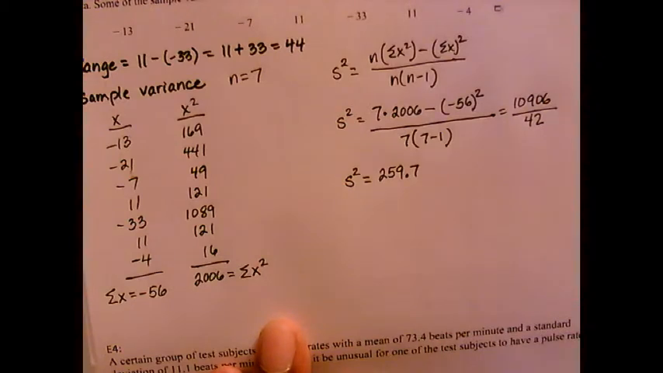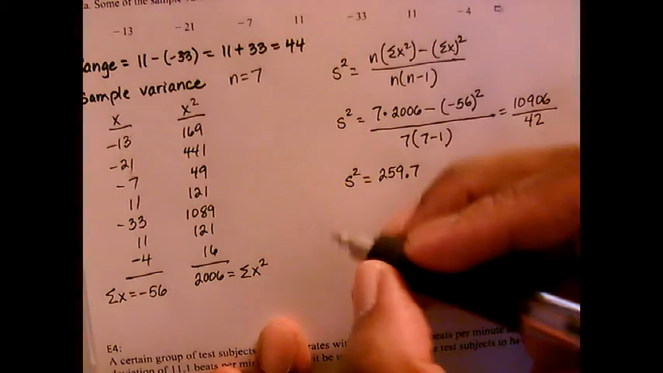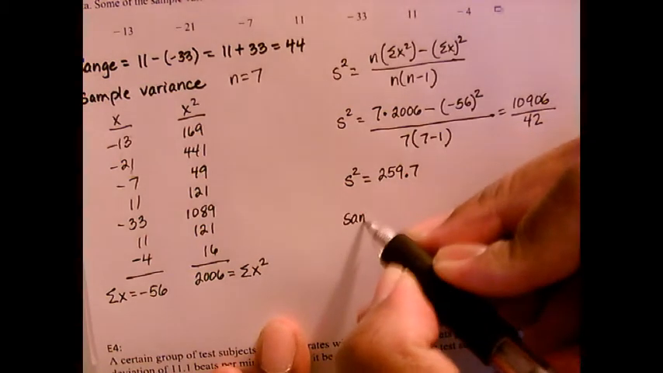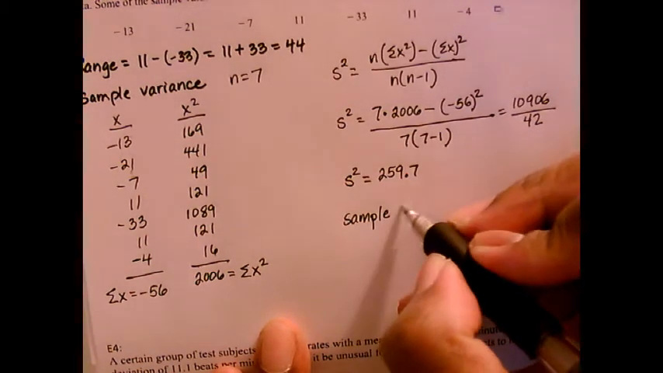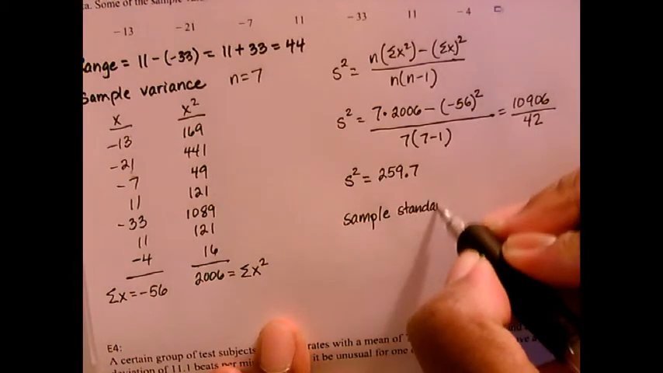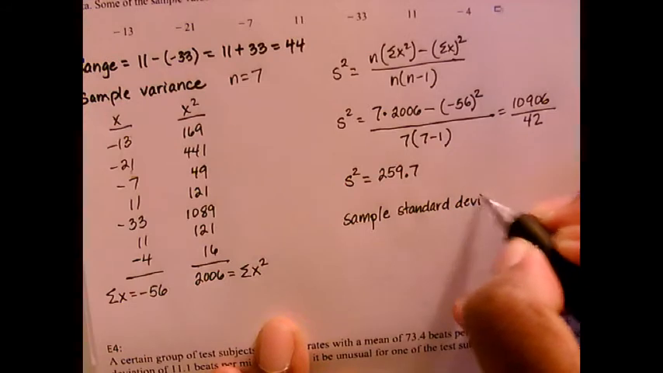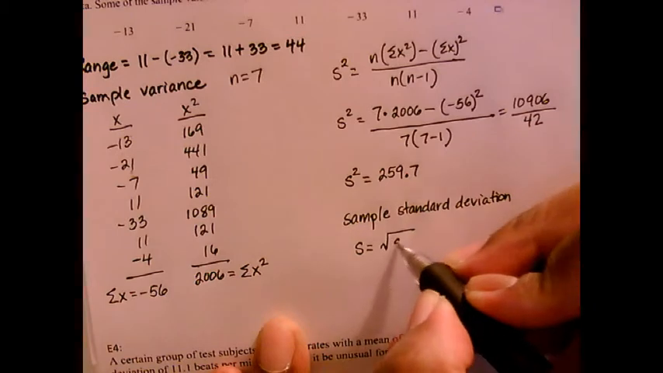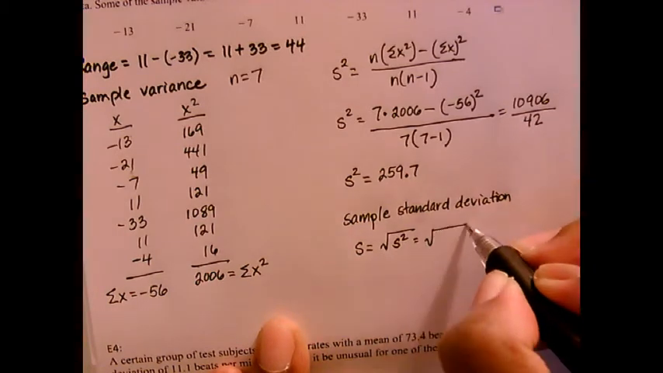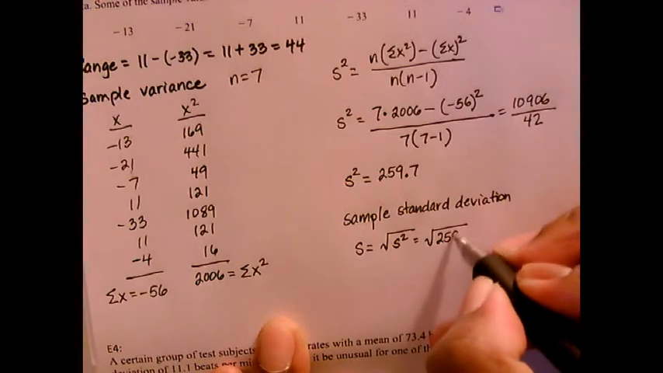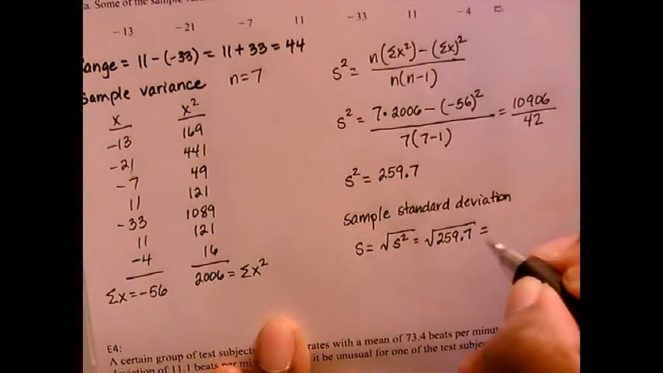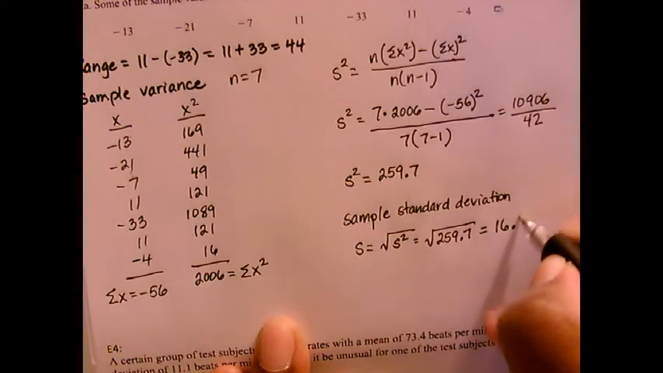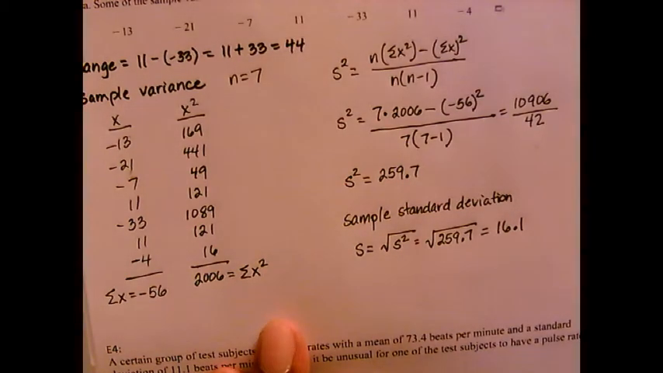That's the sample variance. Now for the sample standard deviation, we just simply take the square root of our variance. So s is simply the square root of your variance, which is s squared, and s squared we found to be 259.7, so the square root of 259.7 is 16.1, rounded to one decimal place. So the sample standard deviation there will be 16.1.